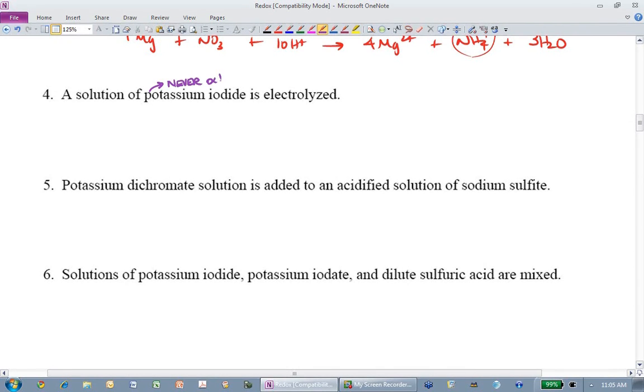Never oxidized. Okay, or reduced. Would it be oxidized? All right, let's look at the next one. The solution of potassium iodide is electrolyzed. What does electrolyzed mean? That means we're running an electric current through it to separate it.